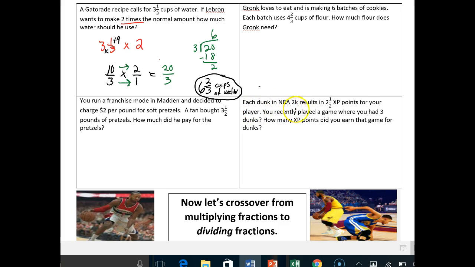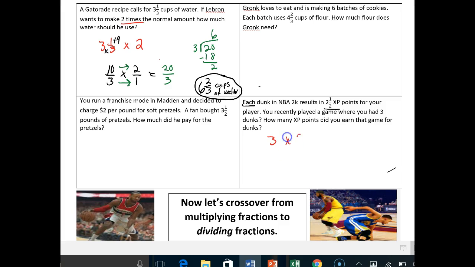Each dunk in NBA 2K results in 2.5 XP points for your player. I don't know, I heard about XP points someplace. I think they give you boosts in speed or whatever. You recently played a game where you had 3 dunks. How many XP points did you earn that game for the dunks? So if each one gives you 2.5 XP points, think about it. Okay, you had 3. This is a multiplication problem, right?